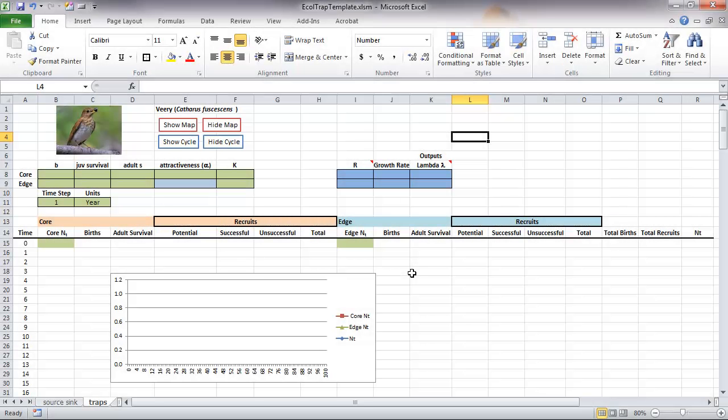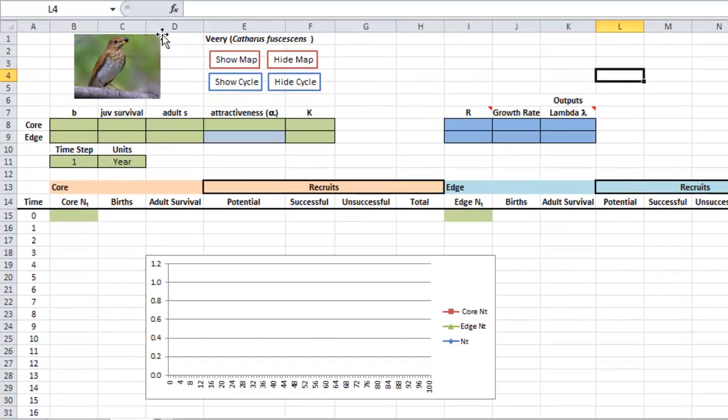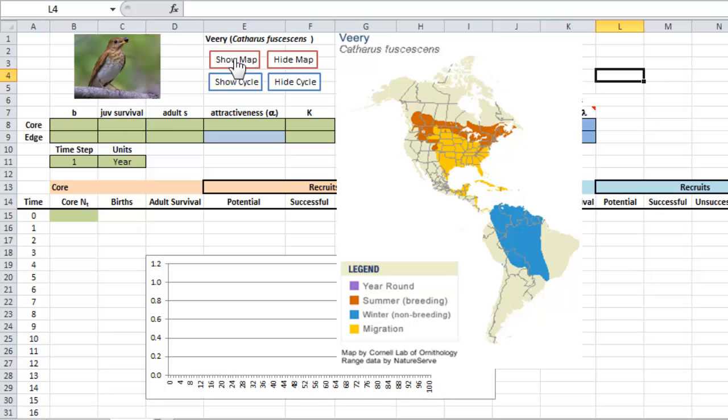Today we're going to be building an ecological trap model featuring the veery. Jed introduced us to the veery, and you now know that it's a long-distance migrant. Let's take a look at the map.